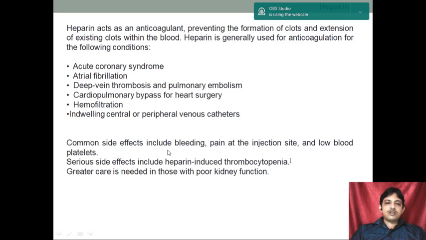Common side effects include bleeding, pain at the site of injection, and low blood platelets. Serious side effects include thrombocytopenia. Greater care is needed in patients with poor kidney function. So these are the things we need to take into consideration for heparin use.